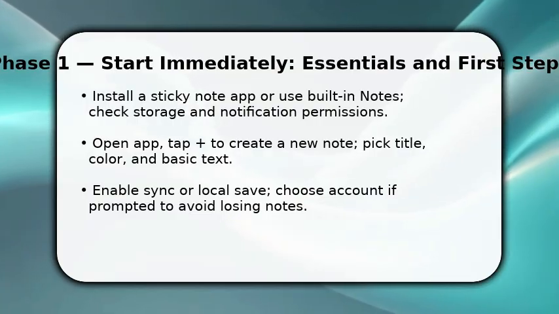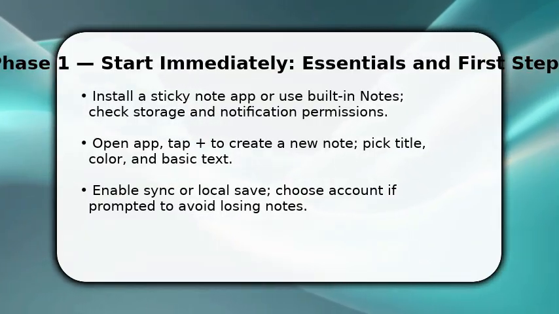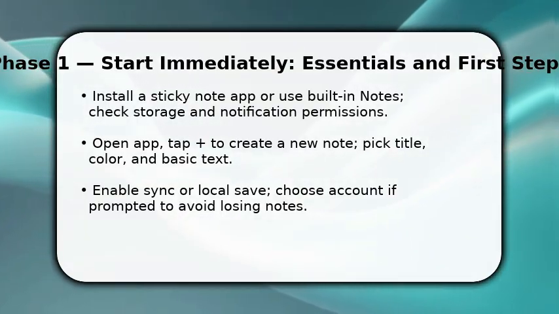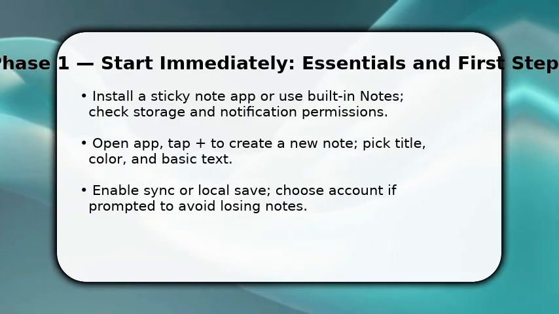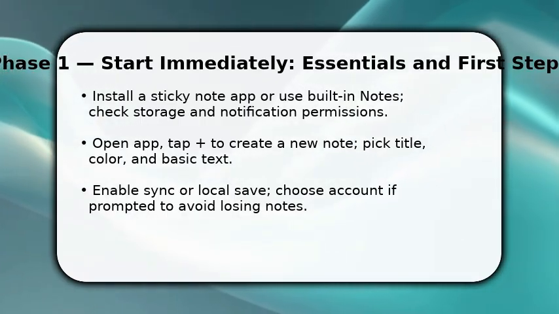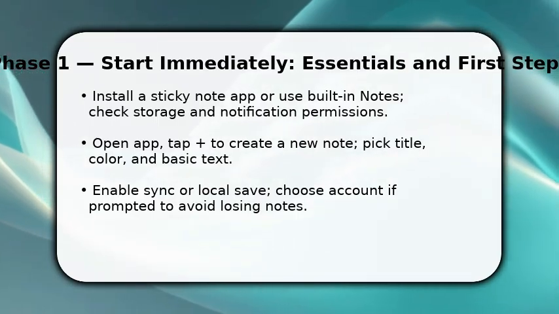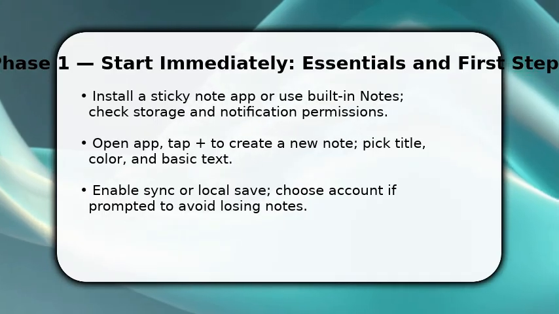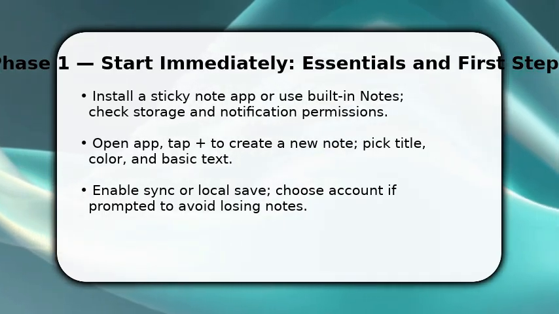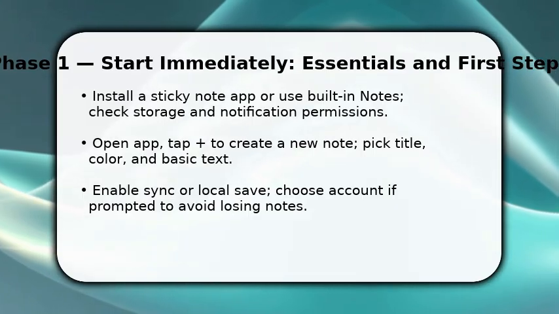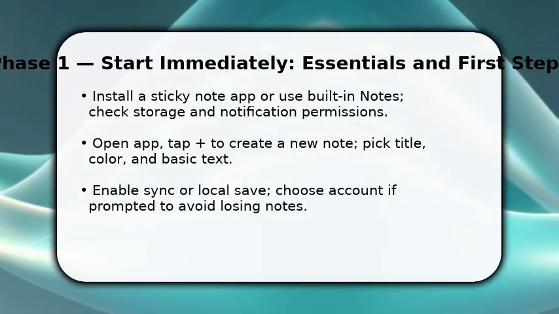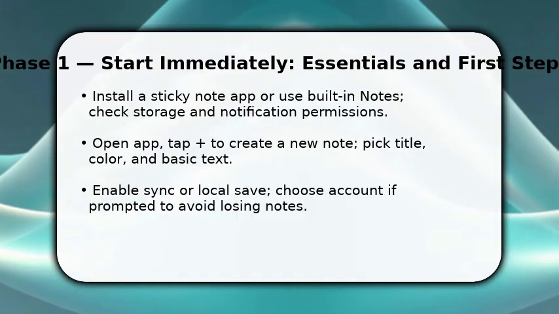You begin by preparing the app and creating your first note. Open the Sticky Notes app, grant storage and notification access so syncing will work. Tap the plus icon, type a clear title and the content you need, then pick a color to visually code the note. Once done, save and make sure sync is enabled for backup. These steps set a reliable base so your notes persist across restarts and devices.